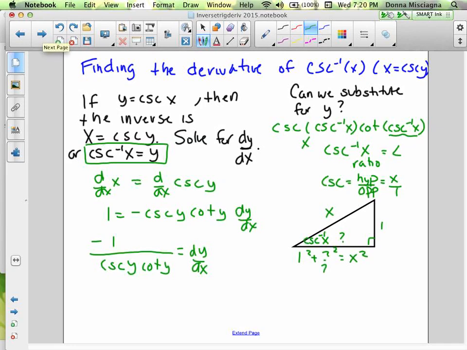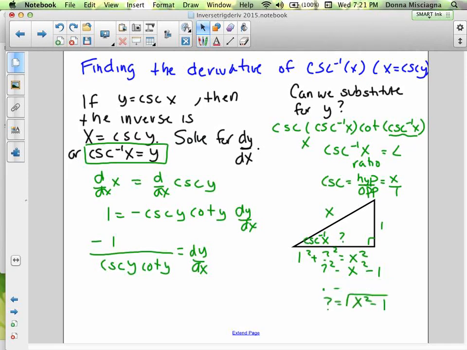So let's subtract 1 from both sides. And of course 1 squared is 1. So question mark squared is x squared minus 1. And of course we don't want question mark squared, we want question mark. You know that the square root of question mark squared is question mark. So question mark is the square root of x squared minus 1. All right, so that is our adjacent side.